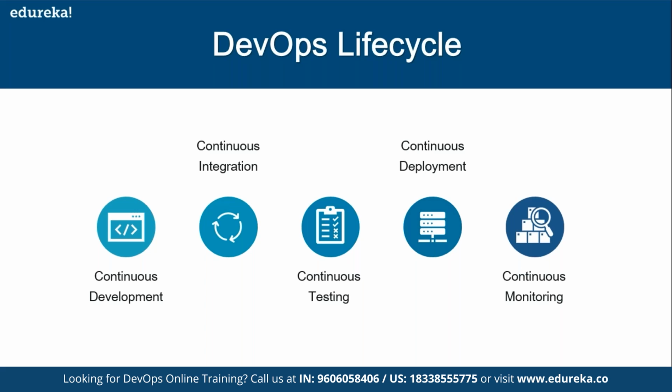Now, moving on to the third phase, that's continuous testing of the life cycle. Now, this is the stage where the developed software is continuously tested for bugs and issues. For continuous testing, automation testing tools are used.